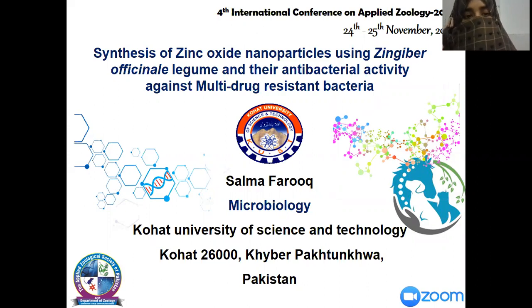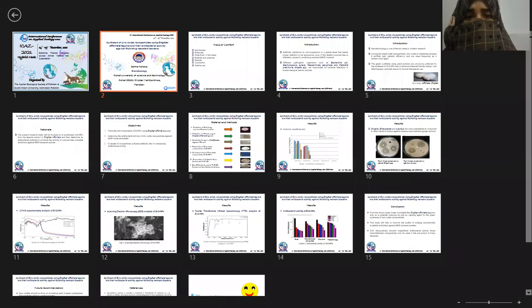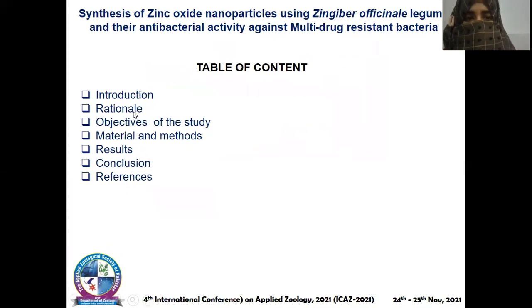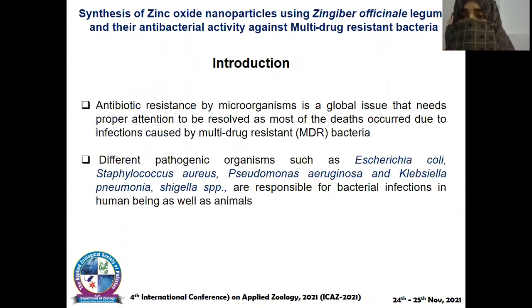Today I present the topic of synthesis of zinc oxide nanoparticles using Zingiber officinale rhizome and their antibacterial activity against multi-resistant bacteria. Now these are the table of contents: introduction, rationale, objective, material and method, result, and conclusion. We will discuss all of these steps. First of all, we discuss the introduction.